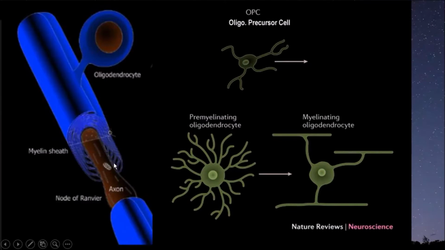All right, this was this nice view again of this wrapping of this lipid layer that's going to create insulation, so that the electrochemical gradient will stay within that sheathing. And here's another view of the precursor cells and getting to the oligodendrocyte, the full myelinating ones.